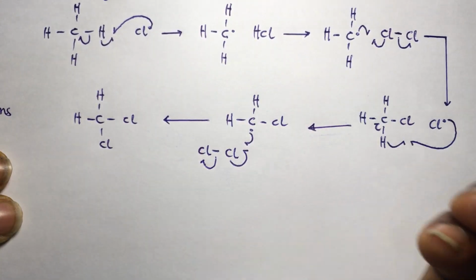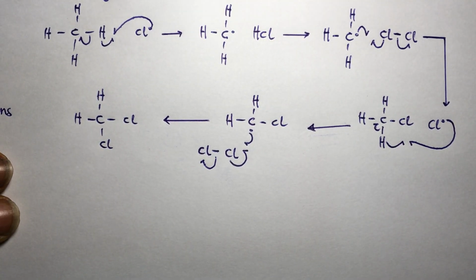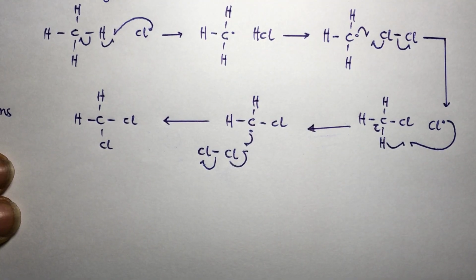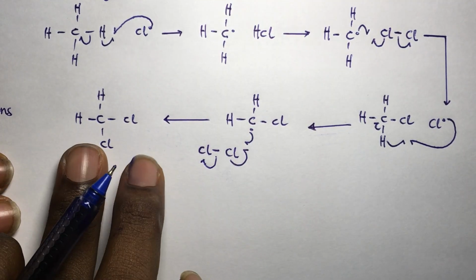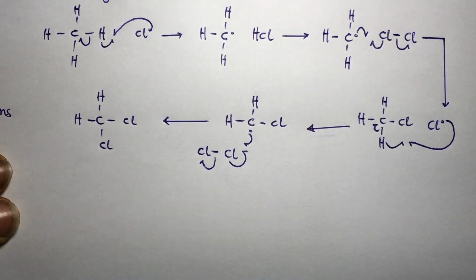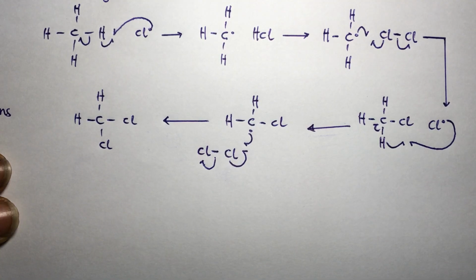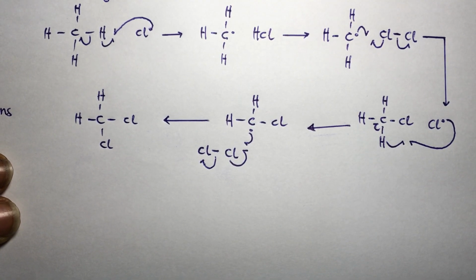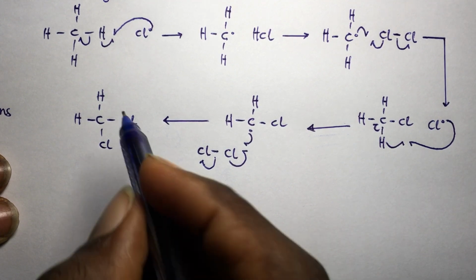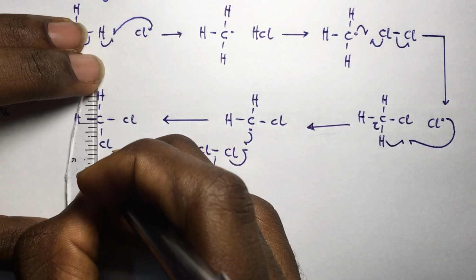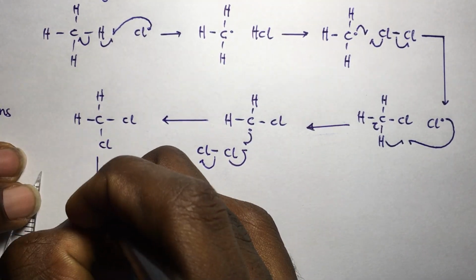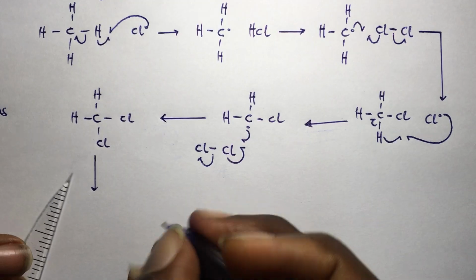So if the question specifies that write the propagation mechanism for halogenation of a methane to form dichloromethane, you end it here. Then you move to the termination. When you get to the termination, I will show you how to do it. But if it asks you to write the propagation mechanism for the formation of tetrachloromethane, it means that all the hydrogens have been replaced with chlorine. So you have to still move on. So I'm moving on to the last step so that at least you understand everything.